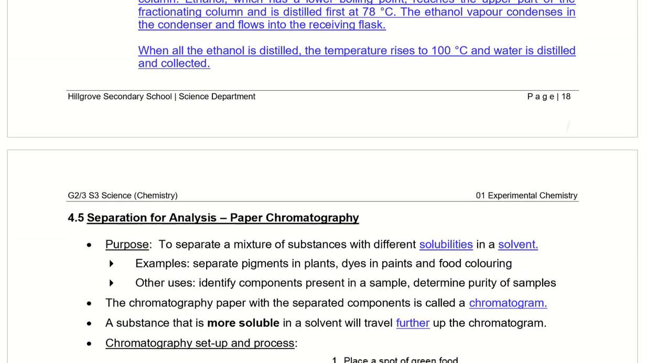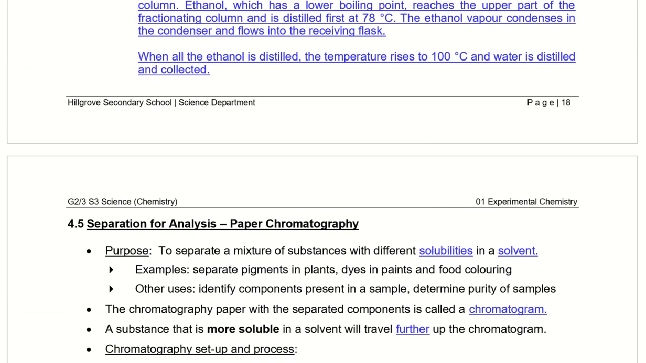So in the next part of the video, we'll be talking about gas chromatography. It's also another method to separate a liquid-liquid mixture, so stay tuned.